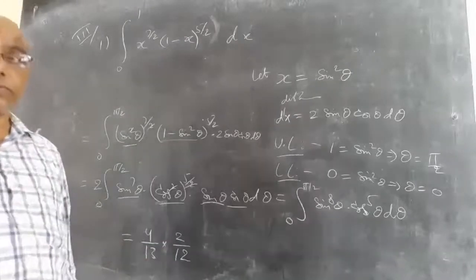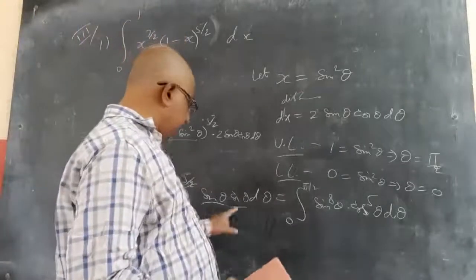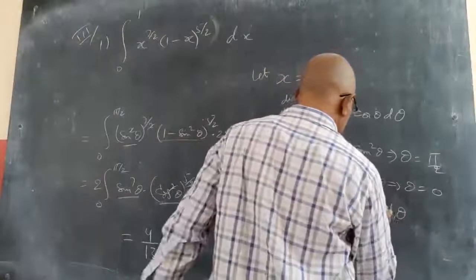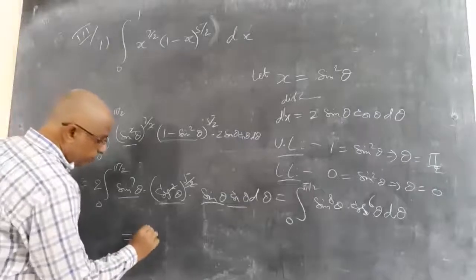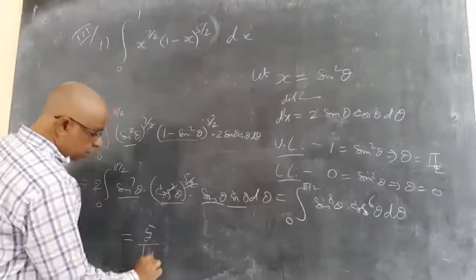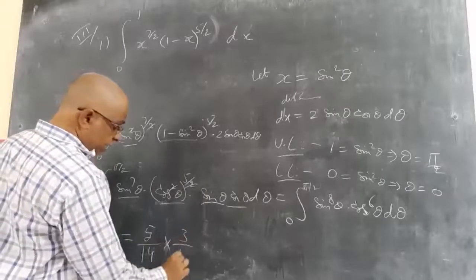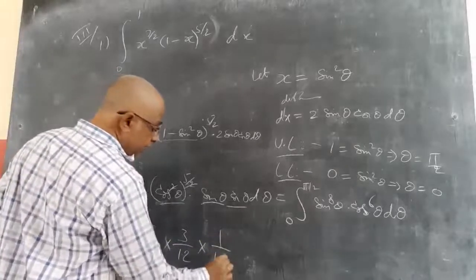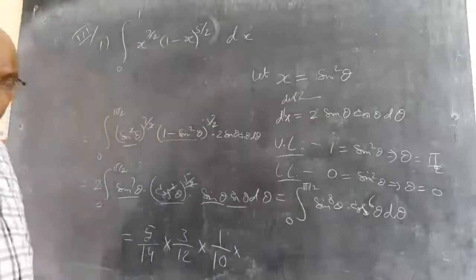After this is actually cos power 5 into cos theta, cos power 6 theta. Now 6 minus 1, 5 by 8 plus 6, 14. 5 minus 2, 3 by 14 minus 2, 12. Into 3 minus 2, 1 by 10. Now we got 1 by m plus 10. Always 1 by m plus 2 we need to get.